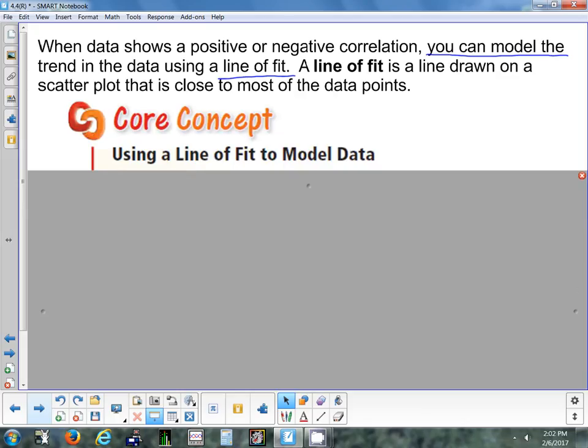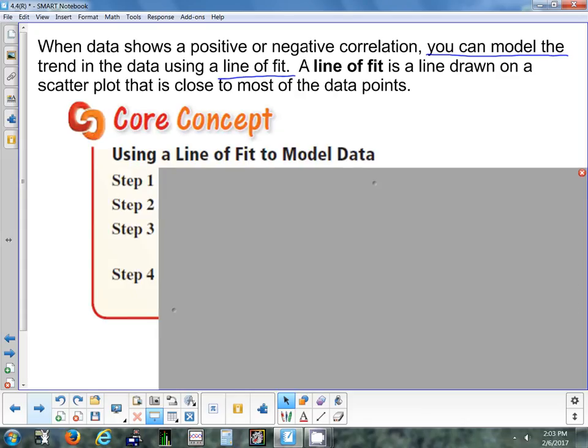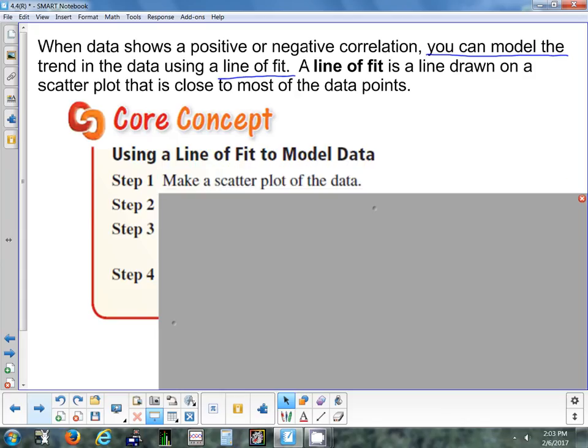All right, so now under the steps, you've got 4 steps that says using a line of fit to model data. First step is you've got to make a scatter plot, because maybe the data you're trying to make a line for, maybe there's no pattern. And if there's no pattern, then you're not going to make a line. There has to be a pattern. So step 1, make a scatter plot. You guys just did that in the last example.